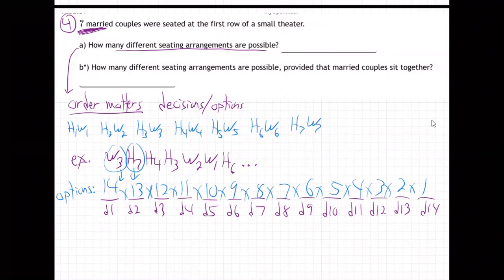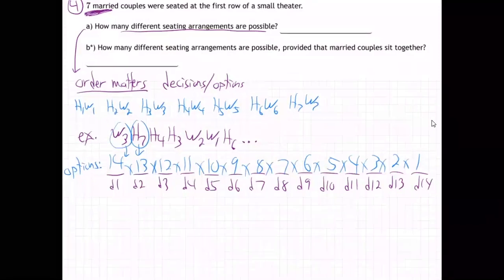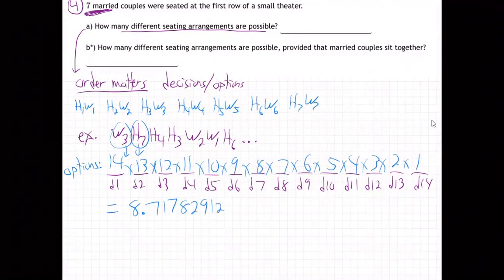So if you do that on your calculator, let me do that. Give you what I get. Here's what it comes out on my calculator, something terrible. I get 8.717829 1 2, and then I've got this E10 thing. Every calculator shows it different. I don't know if you've seen that before. You know what E10 means?